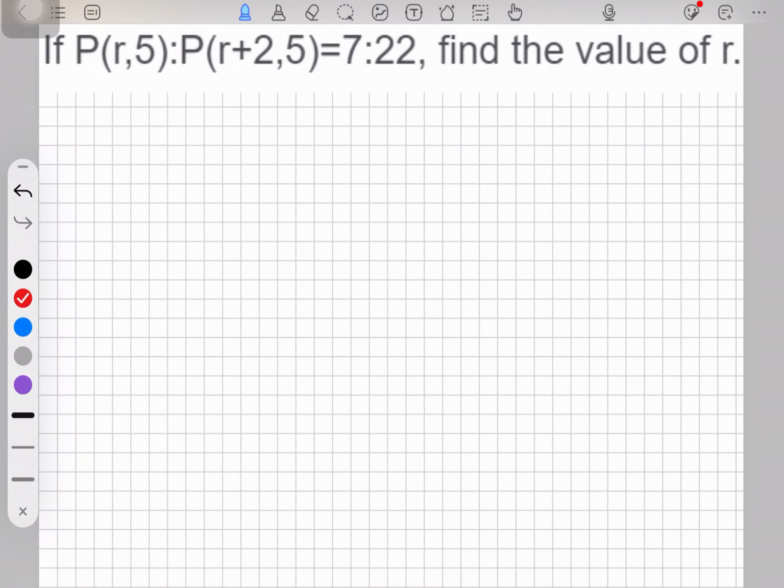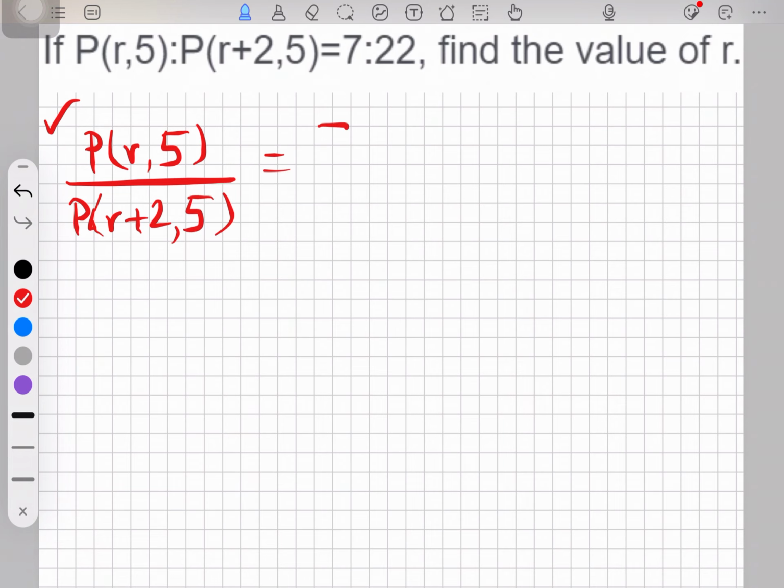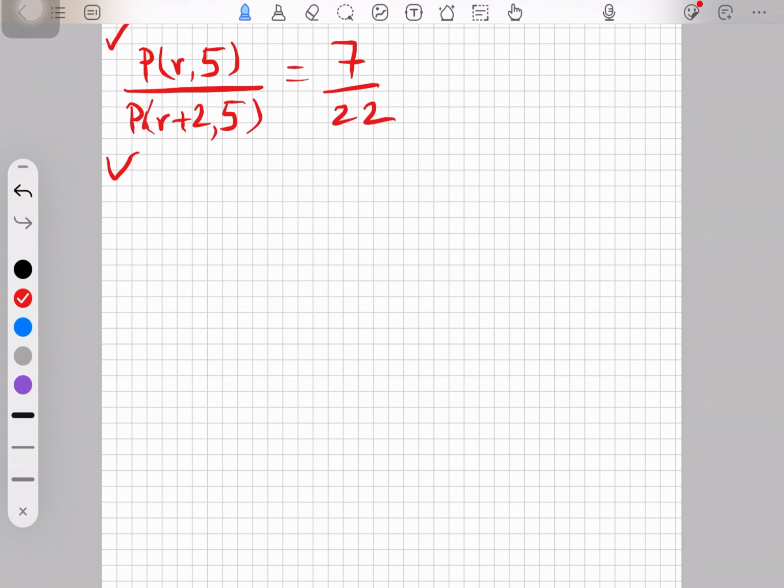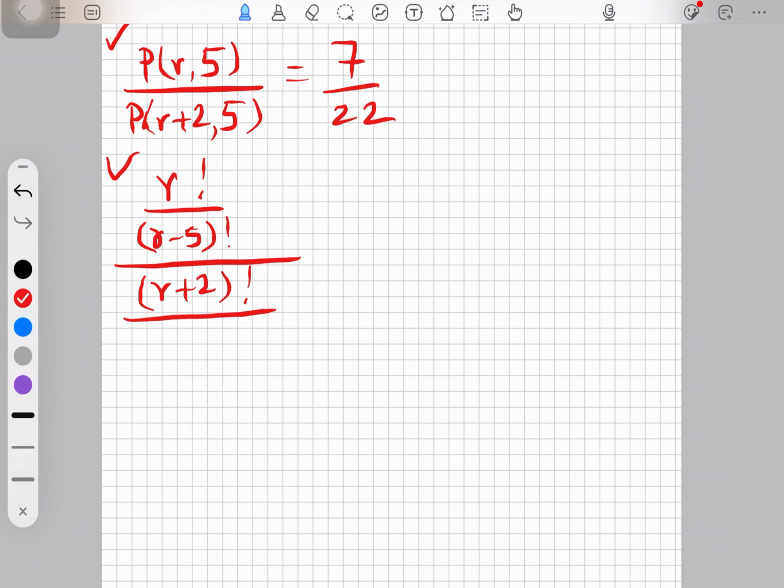So let's represent this question in the form of division. After all, the proportion sign is simply division. You can understand it that way for this question. So it is equal to that. Now let's apply the formula that we just recalled. So it will be r factorial divided by r minus 5 factorial, whole divided by r plus 2 factorial divided by r plus 2 minus 5 factorial, is equal to 7 over 22.